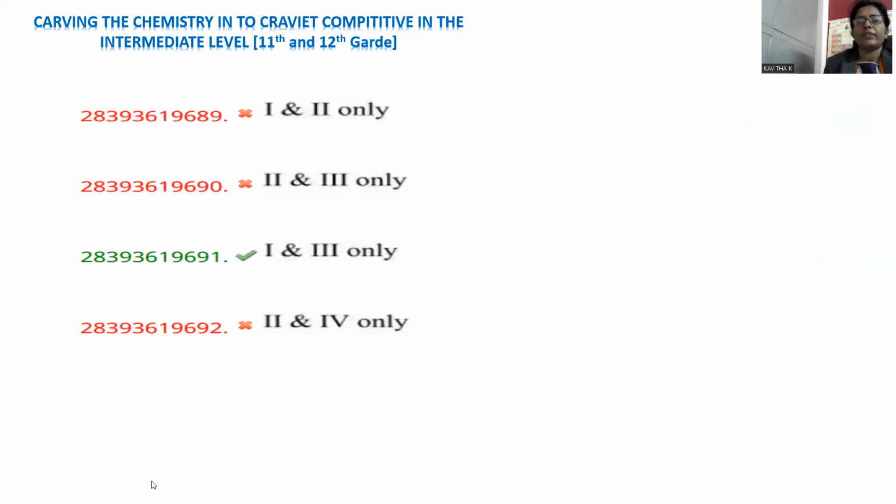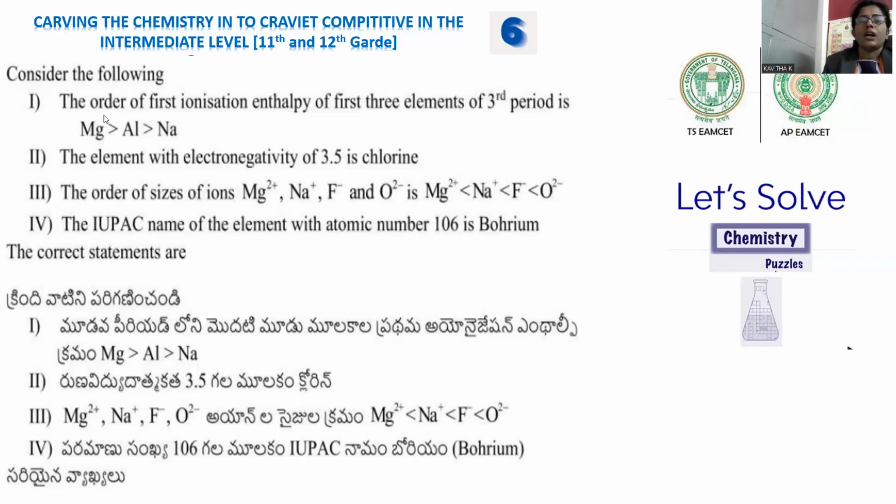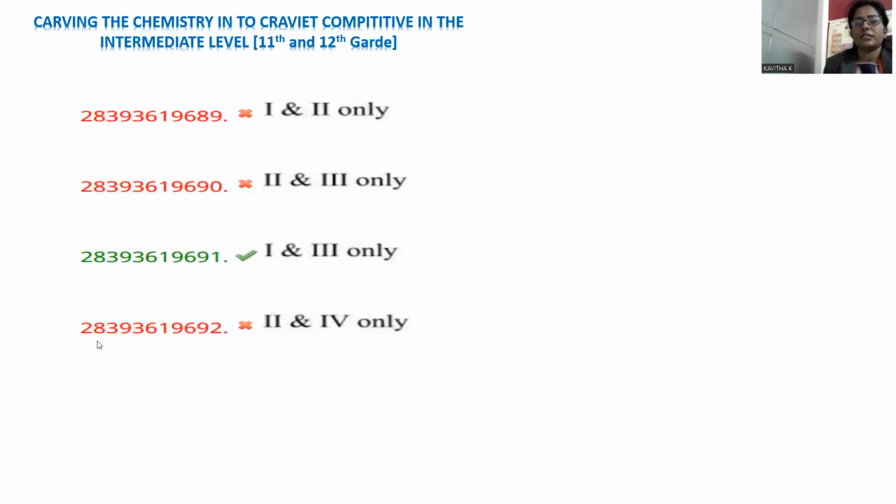So let's see one by one. 1 and 2 correct, 3 and 2 correct, 1 and 3 correct, 2 and 4 correct. Among all, 1 and 3 are perfectly correct. Let's see what they are. The order of ionization enthalpy of the first 3 elements, magnesium, aluminum, sodium, is the correct representation. The order of sizes of magnesium, sodium, fluoride, oxide ions is represented this way. So 1 and 3 are the correct answers.